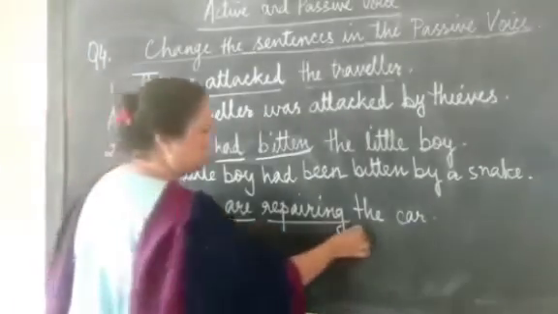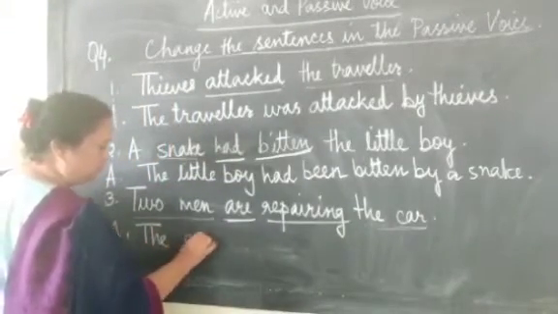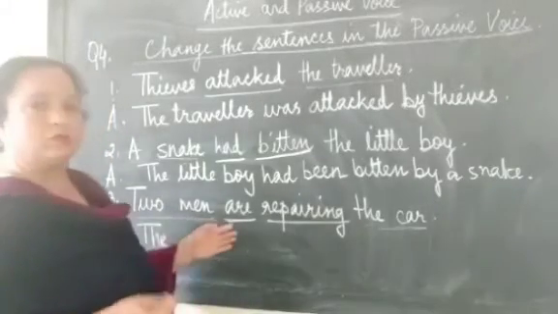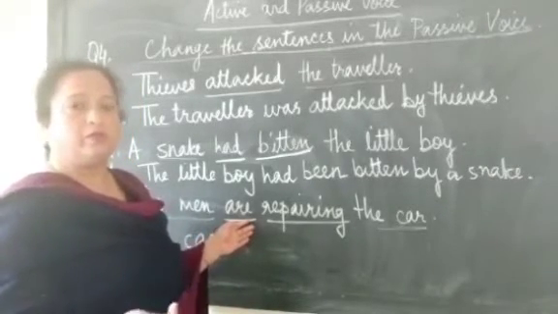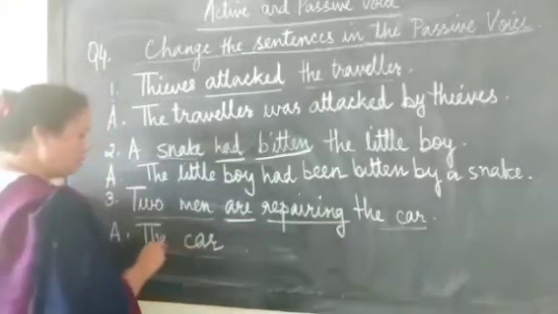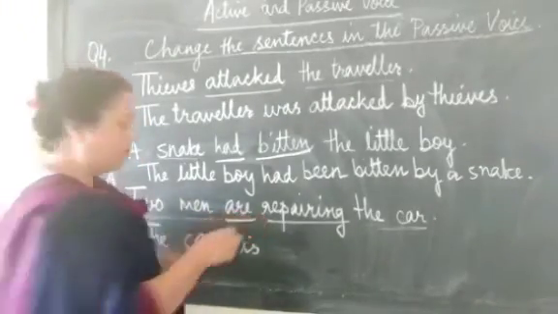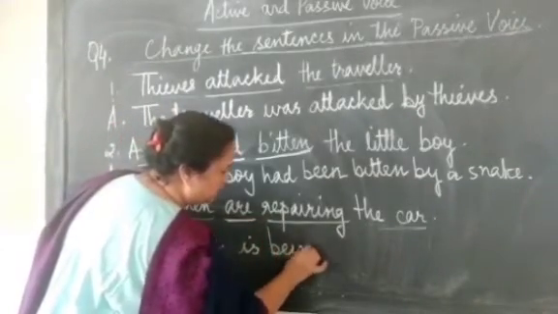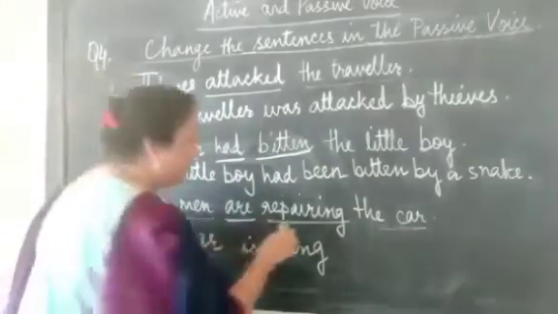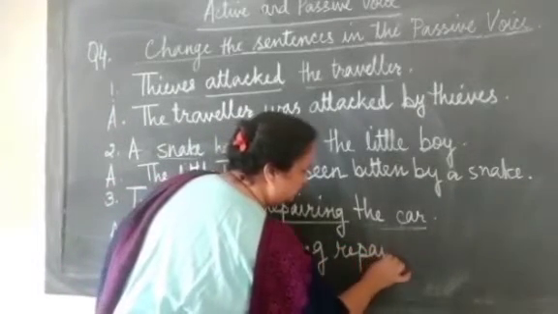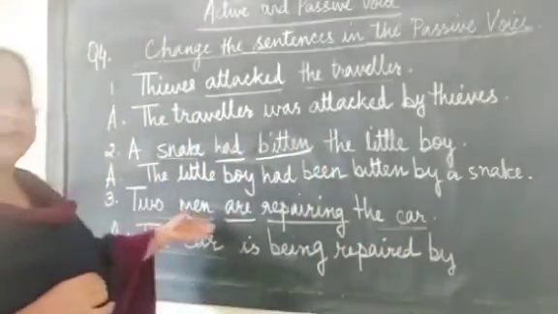So, two men is the subject, the car is the object. So, let us begin our answer with the car. The car. Now, since we know the rule of present tense is are and am, the same goes for the continuous form. We use helping verbs like am, is or are. So the subject is singular, so we will write is. Now, since we have the verb in the ing form, we will be writing being, B-E-I-N-G, and then we will change the verb repairing to the V3 form of the verb. So we will write being repaired. By whom is it being repaired? By two men.